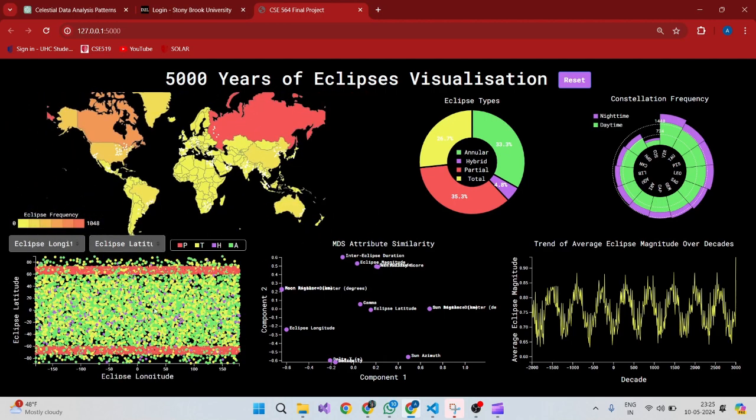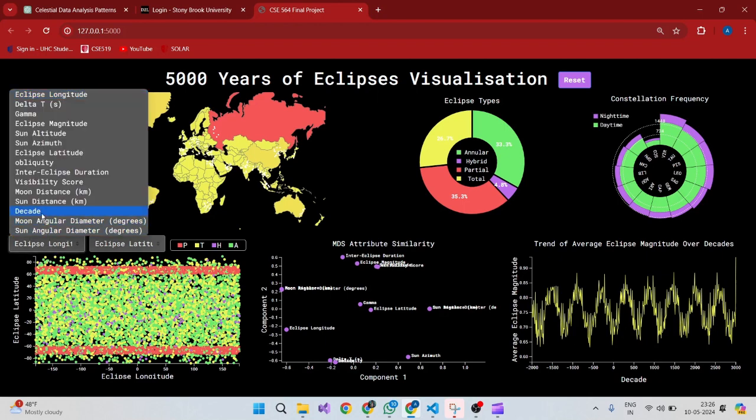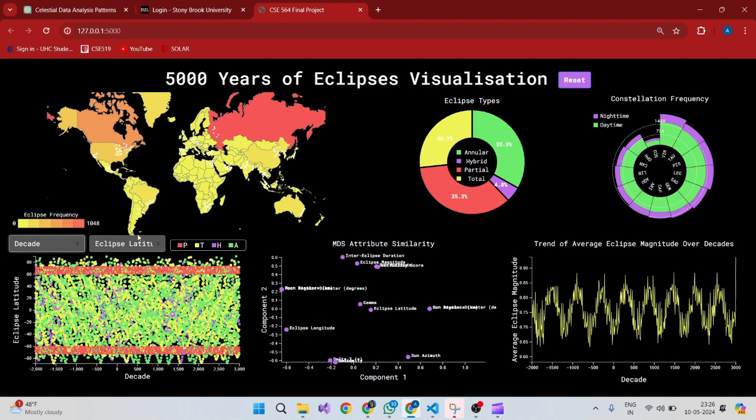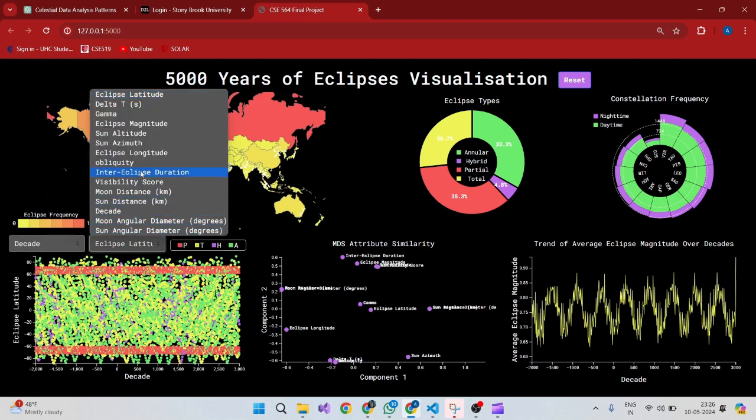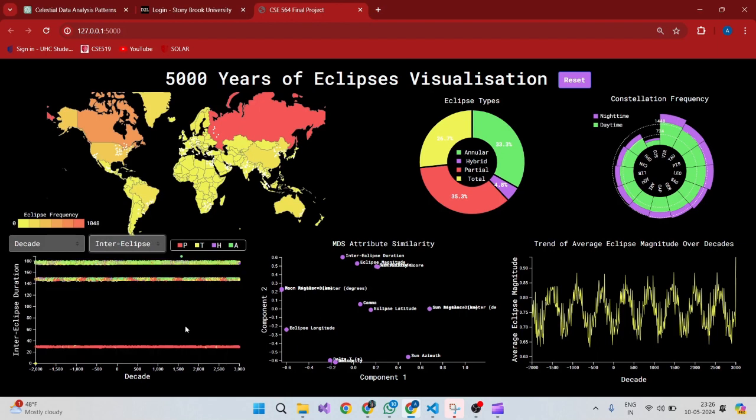To add on to the temporal analysis, we can observe various different trends throughout the decades here on the scatter plot as well. For example, the decade versus the inter-eclipse duration shows us that these eclipses tend to have a periodic pattern where they occur after certain specified durations, such as most partial eclipses occur after 30-year intervals, whereas the other types generally occur after either 150 or 180 years.